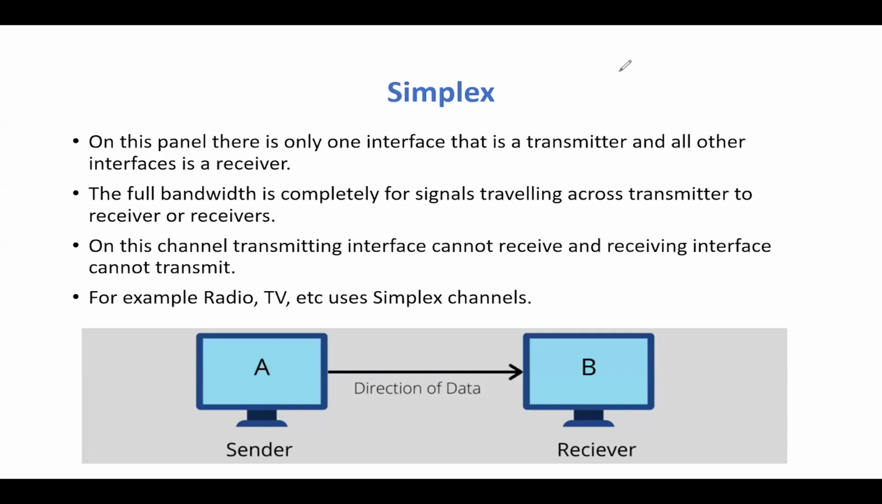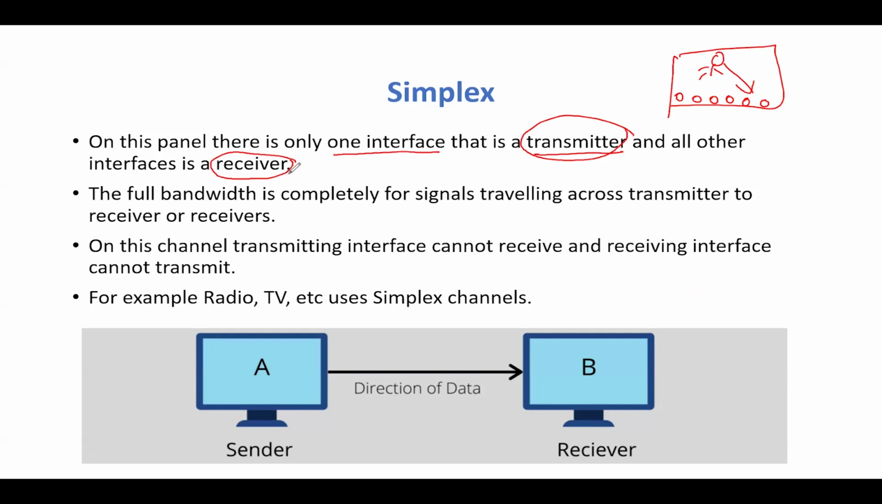On this channel, there is only one interface that is the transmitter, and all the other interfaces are receivers. This is just like a classroom. You can imagine a classroom. There is going to be a teacher who is going to share the information, and the students will receive the information. So the communication is one way here. This is nothing but your simplex mode of transmission, where you only have a transmitter and then there is a receiver who is going to receive.